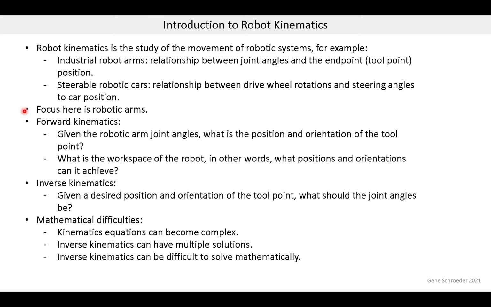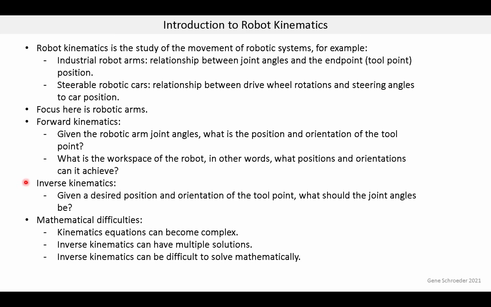So before I continue, I just want to define the term tool point. On a robotic arm, the tool point is some defined location, normally at the end of the arm, and it might be the middle of a gripper or the point on a spot welder where the electrodes meet. For the course project, it's the tip of the pen. So the forward kinematics problem is this. Given the robotic arm joint angles, what is the position and orientation of the tool point? And another part of that is, what is the workspace of the robot? In other words, what positions and orientations can it achieve for the tool point?